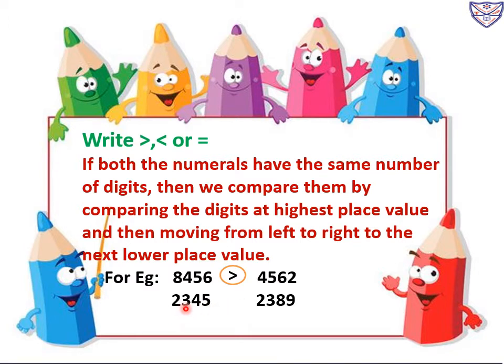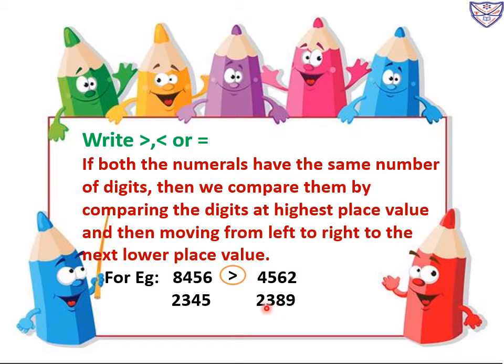So now we will move to the next lower place value, from left to right. So now we will move to the hundreds place digit. Here which digit is there? 3. And in the same way here also, which digit is there? 3. Here also both are same. So now next we will move to the lower place value, that is the tens place digit. Here which digit is there? 4. And here which digit is there? 8. So here both are different. So now we can compare between 4 and 8. Which one is greater? Yes, 8.